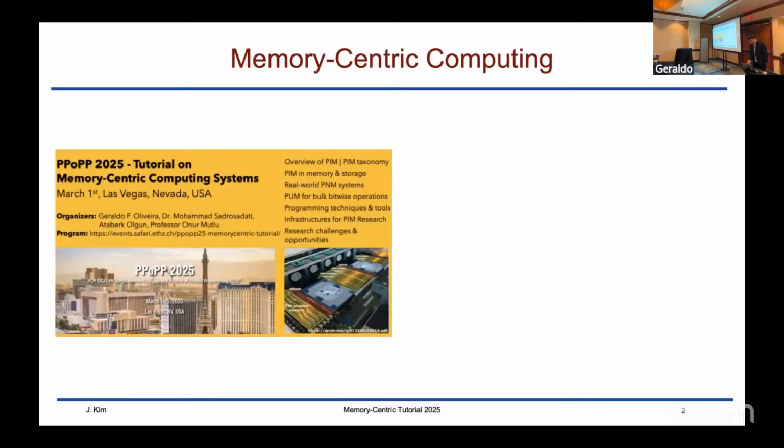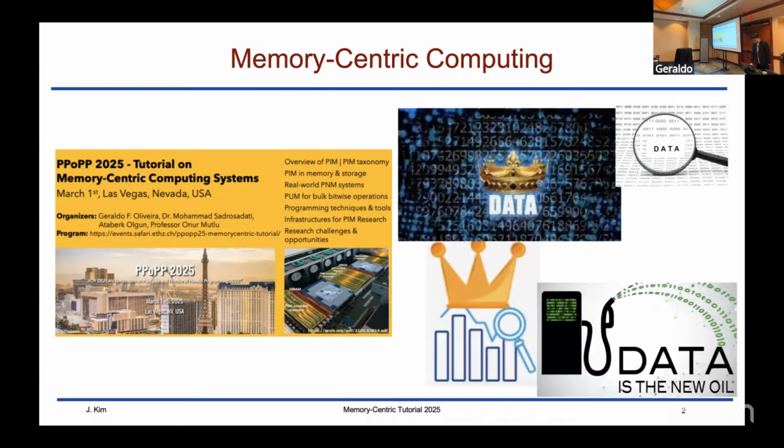Having said that, I think it would be foolish to try to introduce memory-centric computing. So I just grabbed this picture from the tutorial today, but I think this was mentioned today as well. It's not really about memory, it's more about data, right? I think everyone would agree. Is it memory-centric or is it data-centric? People would say it might be the same thing, but again, the key focus is on data.